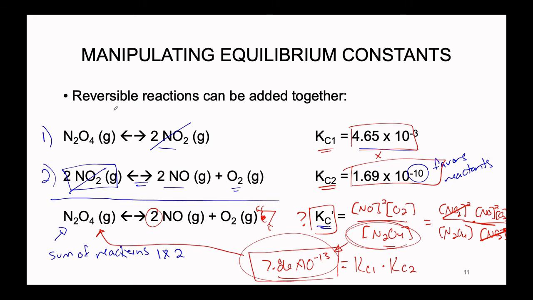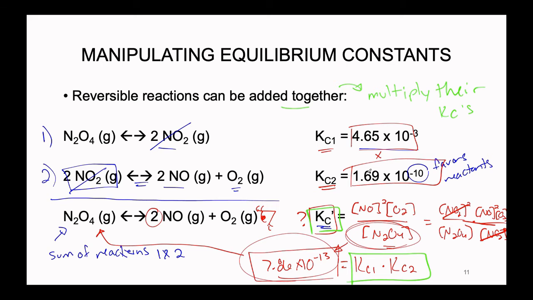Our second manipulation was taking a reversible reaction and adding it to another reversible reaction. If we do this, then we are going to multiply their Kcs, which is exactly what we saw here. And the reason why, as the math worked out, as we lay out for this new Kc prime the ratio of products to reactants, we saw that it was exactly the multiple of the previous equilibrium constants for the previous reactions that were added together.